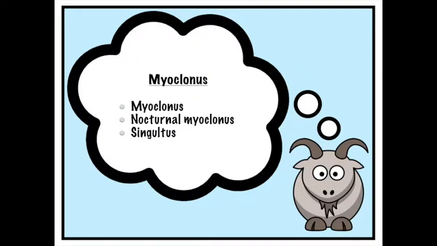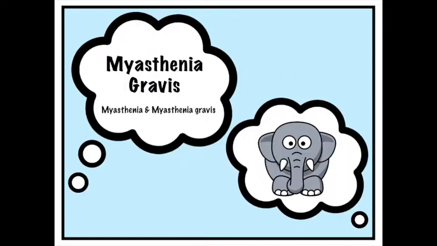Myoclonus is a spasm or twitching of a muscle or group of muscles. Myo meaning muscle, clon meaning violent action, and us is a singular noun ending. Nocturnal myoclonus is jerking of the limbs that may occur normally as a person is falling asleep. Nocturnal means pertaining to night. Singultus, also known as hiccups, is myoclonus of the diaphragm that causes the characteristic hiccup sound with each spasm. The diaphragm is the muscle separating the chest and the abdomen.